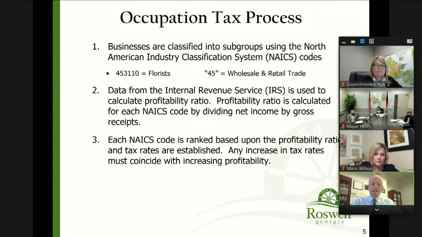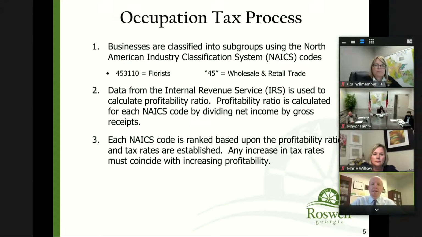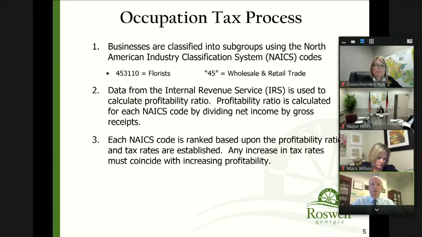Next, we take each NAICS code, and those NAICS codes are ranked based upon the profitability ratio, and tax rates are assigned or established. One of the key points in state law is that the tax rates must coincide with increasing profitability. So in other words, we could not tax a lower profit business higher than a higher profit business. It has to kind of go in lockstep.